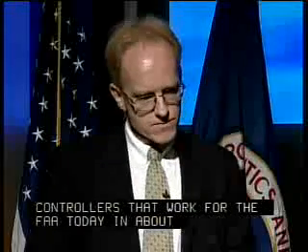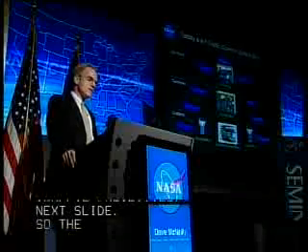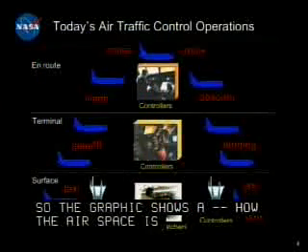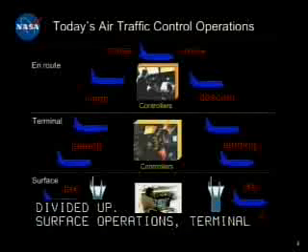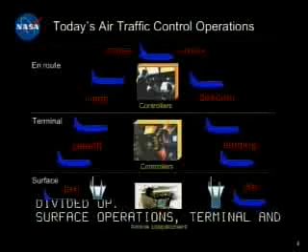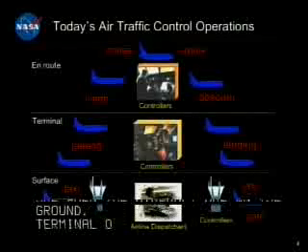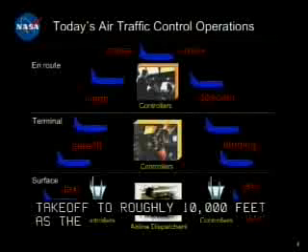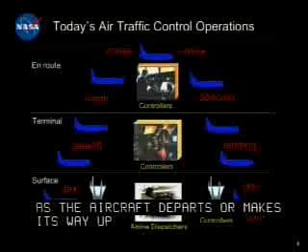Next slide. So the graphic shows how the airspace is generally divided up. Of course, it's very familiar: surface operations, terminal, and en route. Surface operations, of course, are when the aircraft are on the ground. Terminal operations are from takeoff to roughly 10,000 feet as the aircraft makes its way up into the en route airspace, which is about 10,000 feet and up.